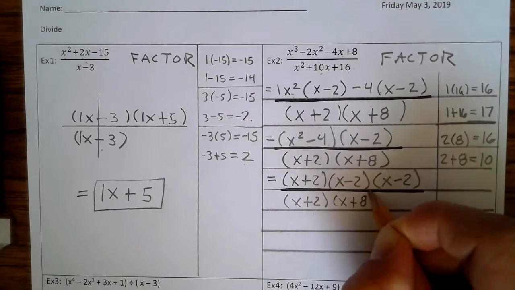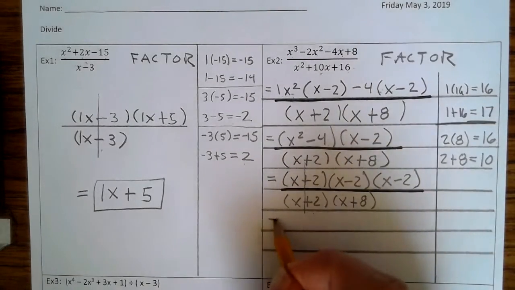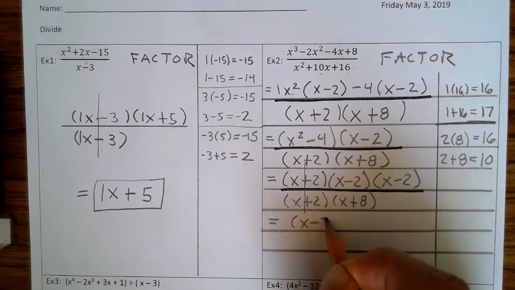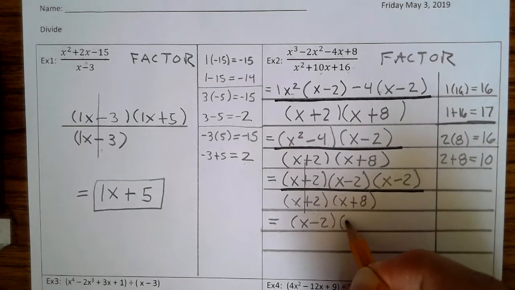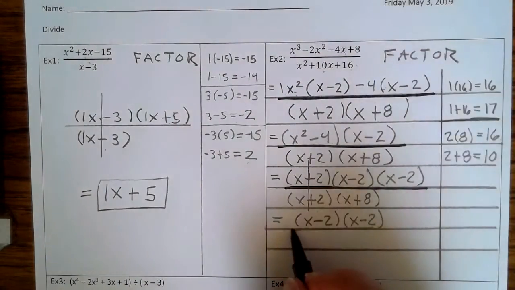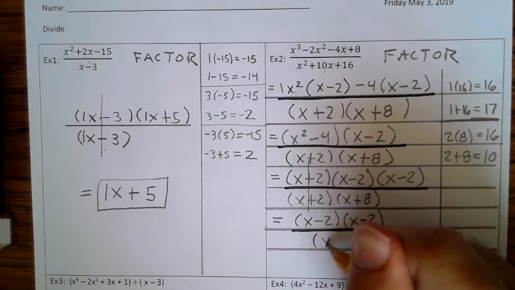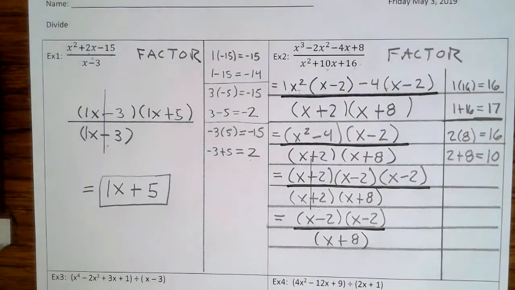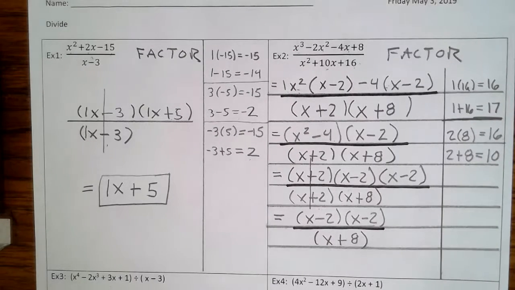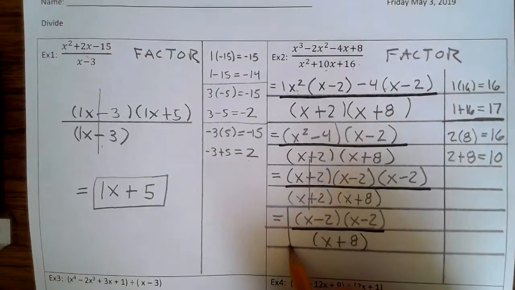Now, x plus 2 divided by x plus 2 is 1. So your final answer is x minus 2 times x minus 2 divided by x plus 8. Right? And we can leave it like that. Okay, go ahead and finish up example 2.